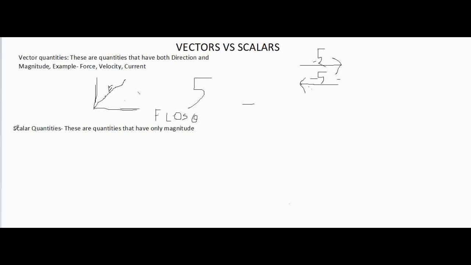Now, scalar quantities only have magnitude. So for example, temperature is a scalar quantity because there is no direction for temperature. Temperature is just there.